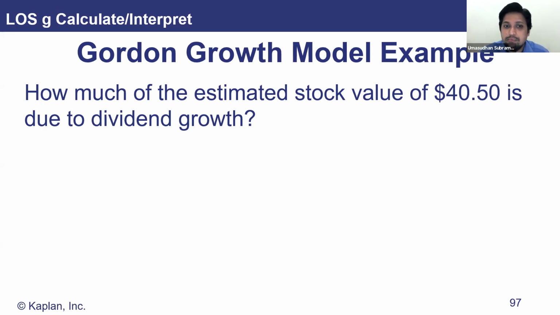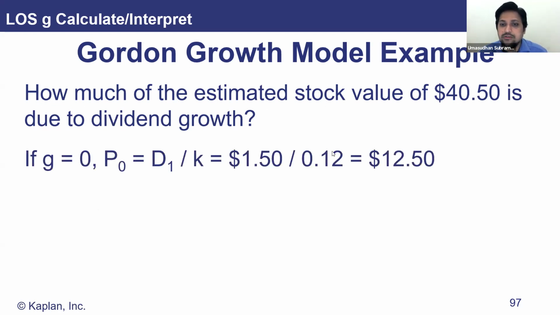But if you think about what value is related to growth, it's easy to do that. Do something without growth, and do something with growth, which you have already done. Without growth, divide 1.5, which is the last paid dividend, by 12%. 12% is your cost of equity. Your stock's intrinsic value is 12.5. This is like how you would be valuing preference shares, isn't it?